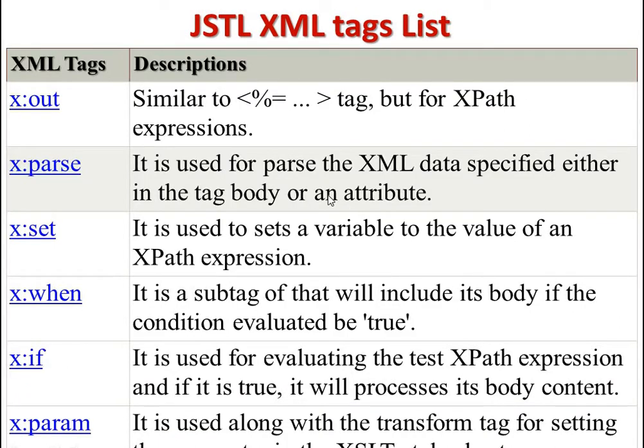x:out, as it is used in the core tag, which is used for output. Then x:parse, converting, parse attribute, then set attribute, so x:set. Then again for the conditional value, x:if, evaluating the test value, and the pair providing these variables.